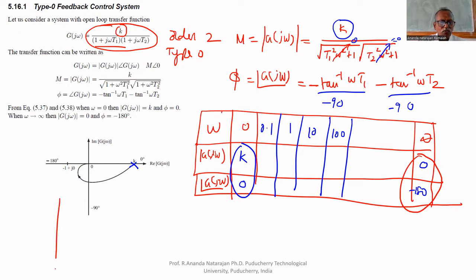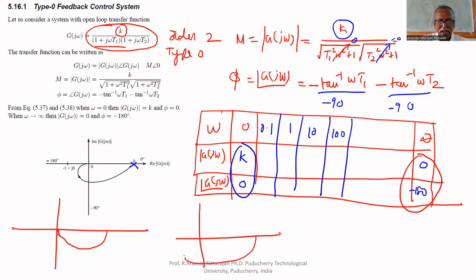So, what is the first order type 0 system? This is the plot. It approaches the origin at 90 degrees. What is the second order type 0 system? It starts here and ends at 180. If it is third order, you will get one more tan inverse of omega T3, that's why another minus 90. Therefore, if it is third order, the plot will be looking like this. It approaches the origin at minus 270.